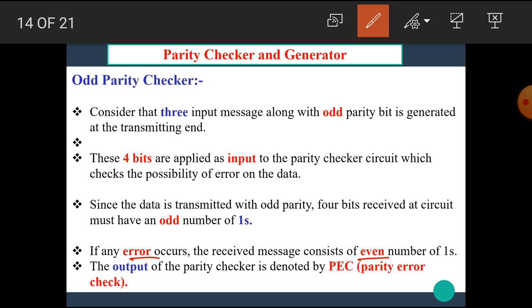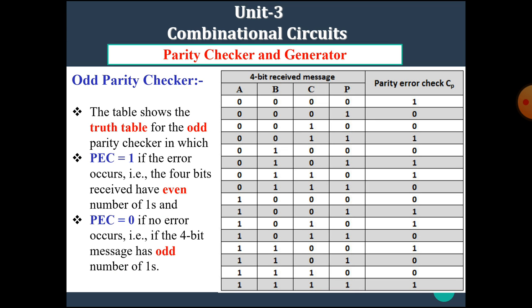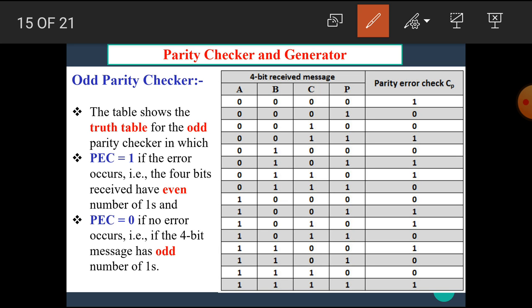The output of the parity checker is denoted by PEC, that means parity error check. This is the truth table for the odd parity checker circuit, in which these 4 bits are received at the receiver, and we see that if this data contains an even number of ones, then there is an error and it is represented by 1. If this message contains an odd number of ones, then there is no error and it is represented by 0. Let's see the combinations for ABCP.